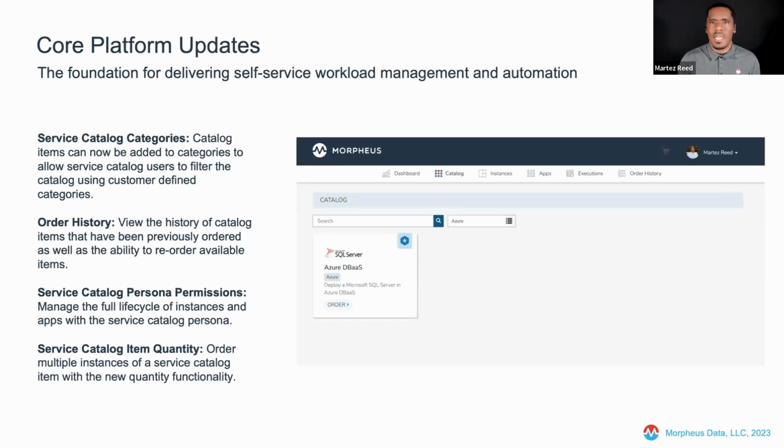So once again, it's dependent upon the level of access that the user has been granted, whether those particular new items will show up in their service catalog persona. And then finally, quantity has been added to service catalog items during the order process. So you can order, let's say, 3 or 4 of something during the provisioning process.